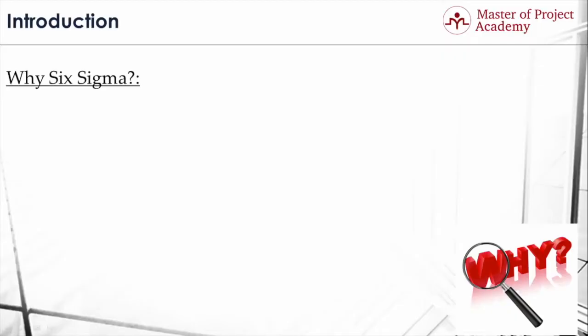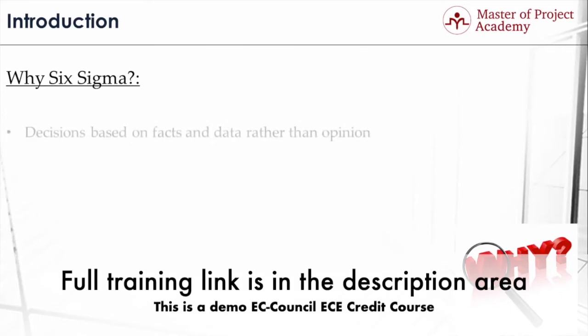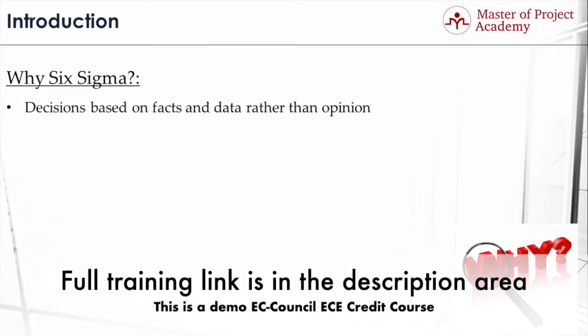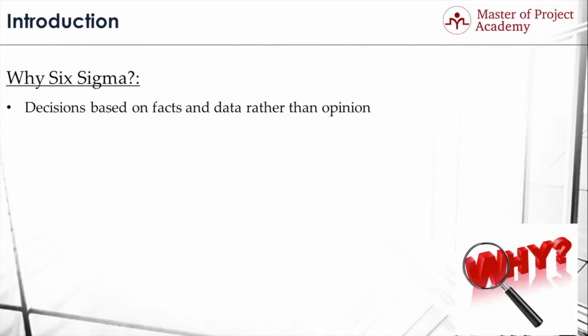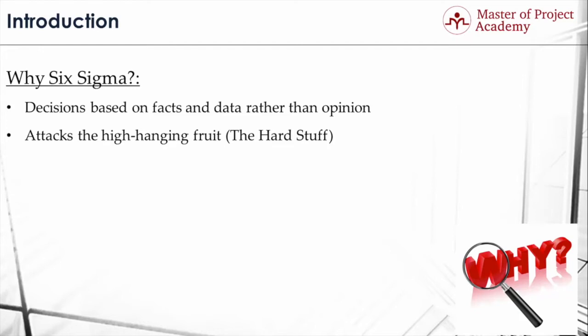Why do we need Six Sigma? Six Sigma is a disciplined and data-driven approach. That is why decisions taken with the help of Six Sigma tools and techniques are based on facts, figures, and the relevant data. These decisions are never based on gut feeling or any personal opinion. Six Sigma methodology attacks high-hanging fruits. High-hanging fruits are nothing but the complex problems or hard stuff.